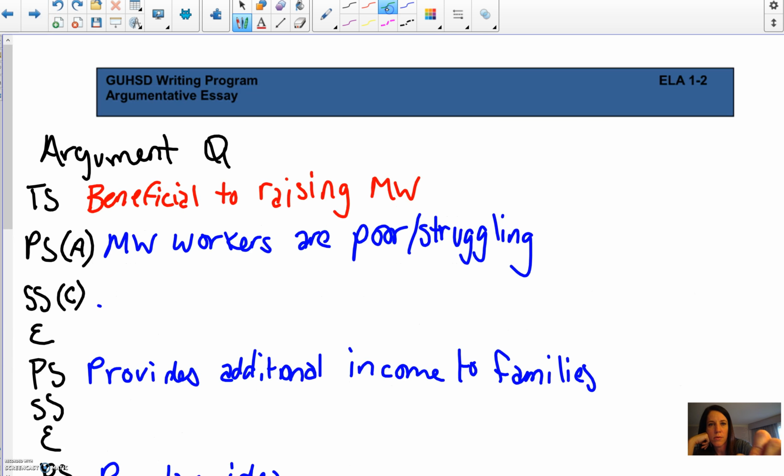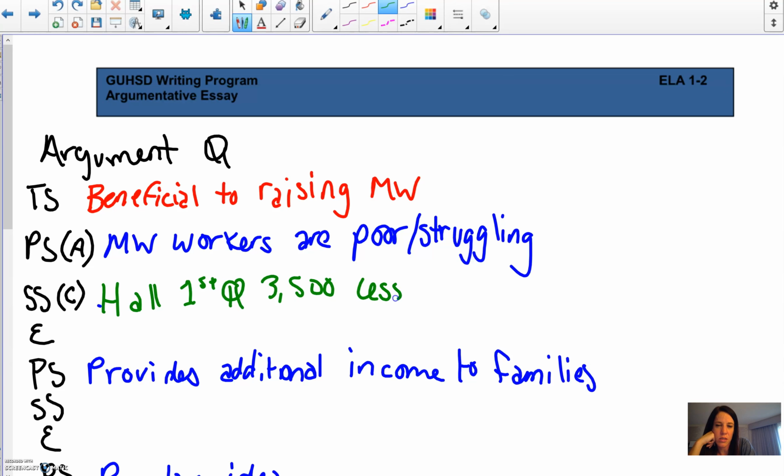Okay, so this is the Hall article. That was the first paragraph. That's the sign for paragraph. And it was the $3,500 less quote. So I'm going to do a placeholder there so I remember which article I grabbed my information from.